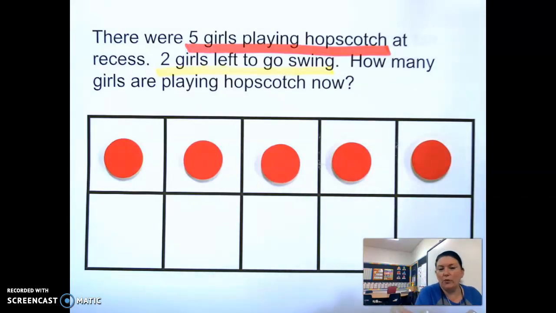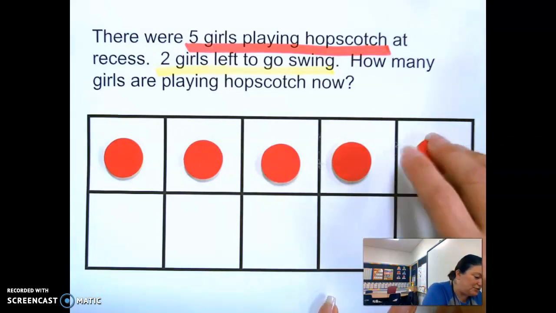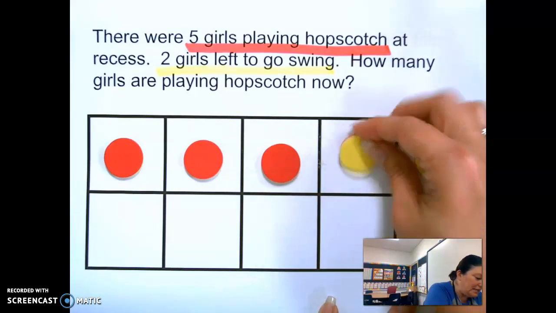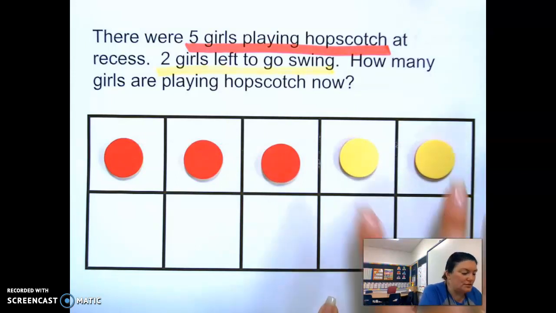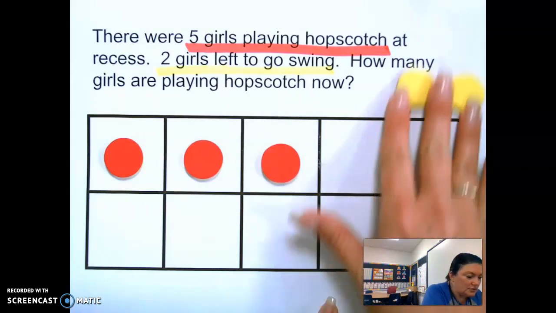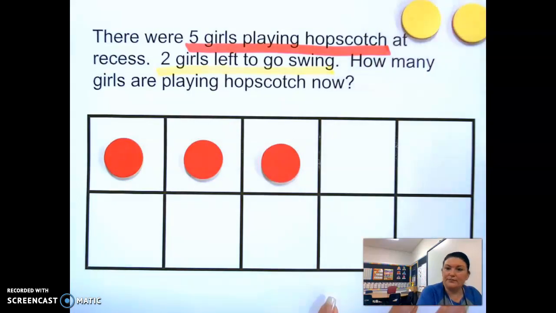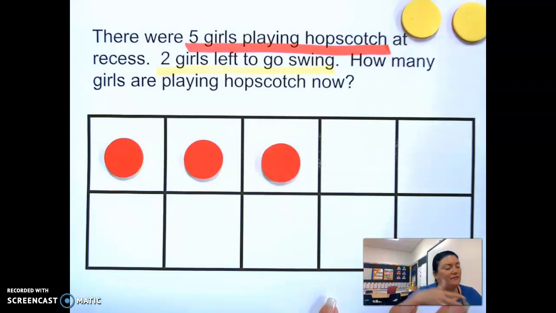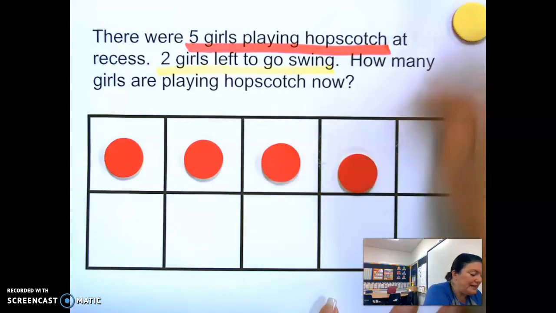Now, my story also tells me that 2 girls left to go swing. Now, it doesn't matter which 2 girls we pick, but Miss Langford's going to pick the 2 that are right here at the end. Those 2 girls left to go play on the swings. They were tired of playing hopscotch. Their legs wanted some rest. They wanted to go swing and feel the air and enjoy the swings for a little bit. So how many girls were left playing hopscotch? 3. You're right. We have 1, 2, 3 girls left playing hopscotch.